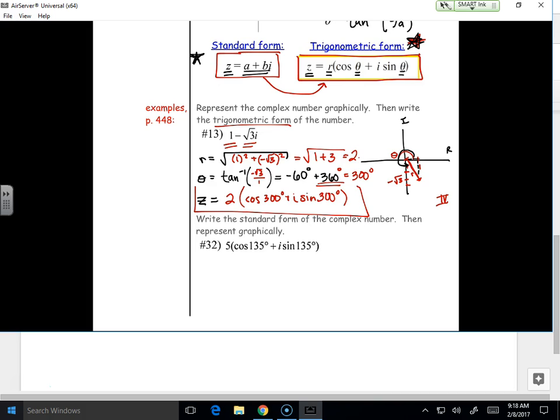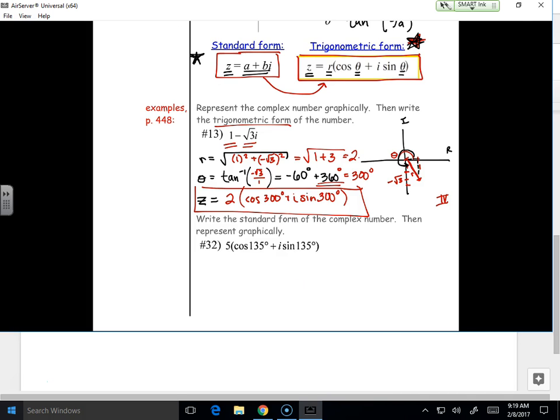Now you might ask, should I simplify? No. Let's talk about the next problem as to why you should not simplify. In trig form, I'm supposed to see it like this, with cosines and sines. Let's look at the next example.